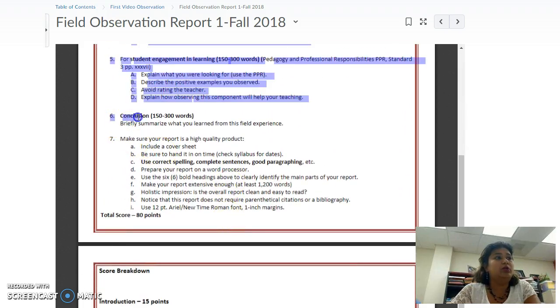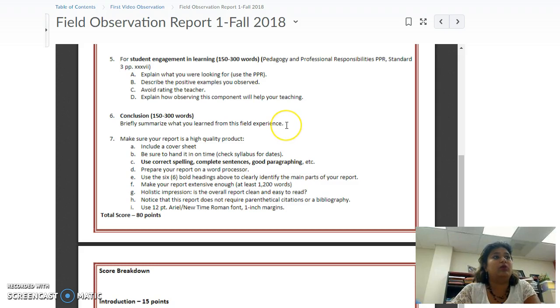And then the conclusion is more open-ended, where you talk about your reflection on the overall video. Avoid rating the teacher. That is what I'll say. Avoid rating the teacher. You can talk about it overall, what you feel, what you would want to change, or how you would do those things, but you're going to avoid being negative in this report. We want you to pick out the things that are the best examples.